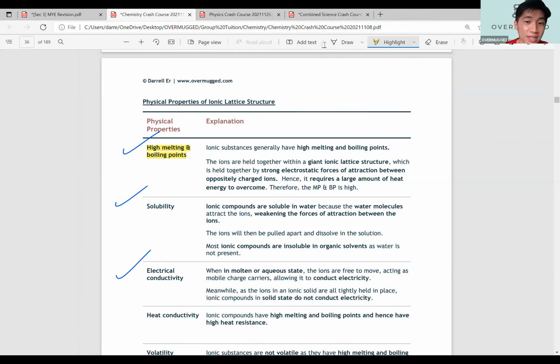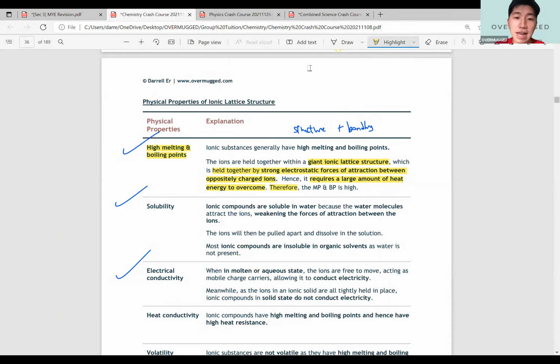How you score the full marks in the exam is firstly, you talk about the structure. Giant ionic lattice structure. Then you talk about the bonding, held together by strong electrostatic force of attraction between oppositely charged ions. Then a lot of students, they just stop here. It's like, wow, my tutor told me, okay, just write structure plus bonding, then done. Cannot. It's about melting boiling point, right? So you have to talk about, okay, if it's very strong, requires large amount of heat energy to overcome. Therefore, melting boiling point is high.